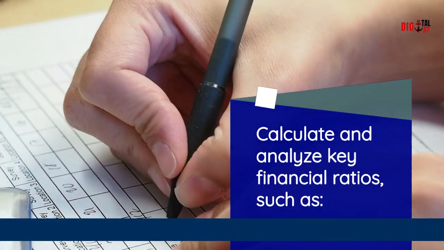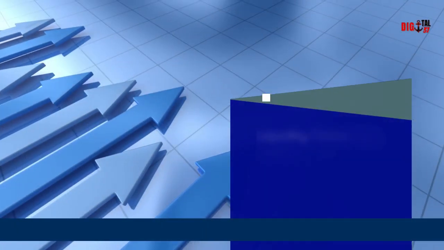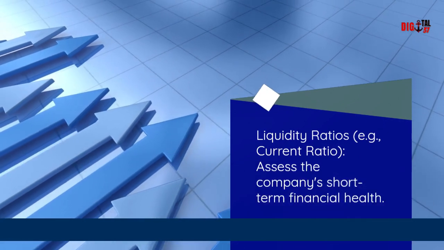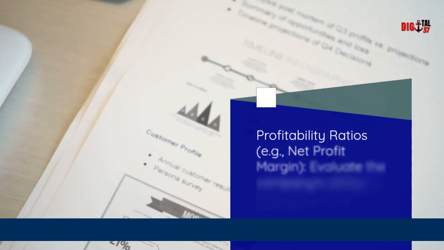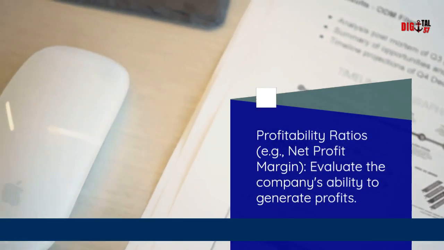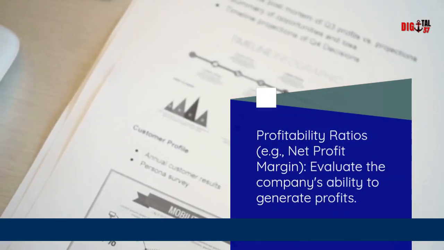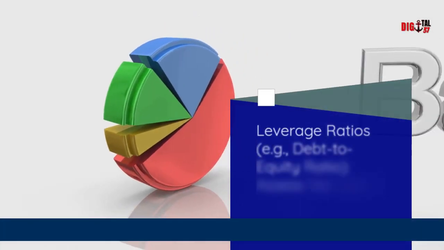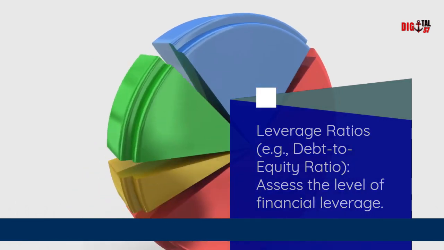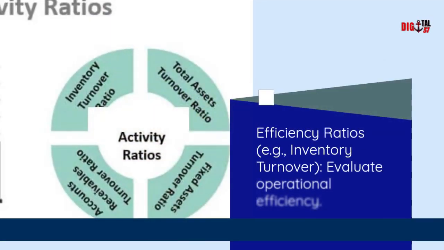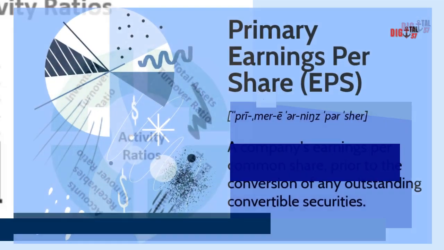Calculate and analyze key financial ratios, such as liquidity ratios, e.g., current ratio, assess the company's short-term financial health. Profitability ratios, e.g., net profit margin, evaluate the company's ability to generate profits. Leverage ratios, e.g., debt-to-equity ratio, assess the level of financial leverage. Efficiency ratios, e.g., inventory turnover, evaluate operational efficiency.